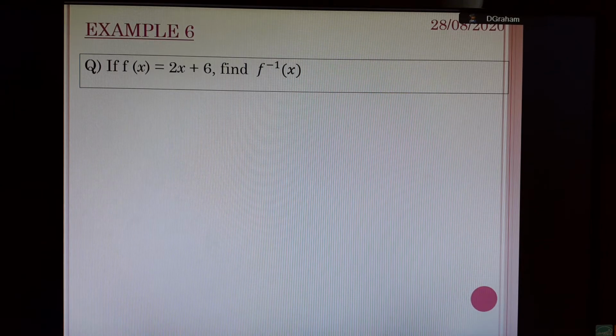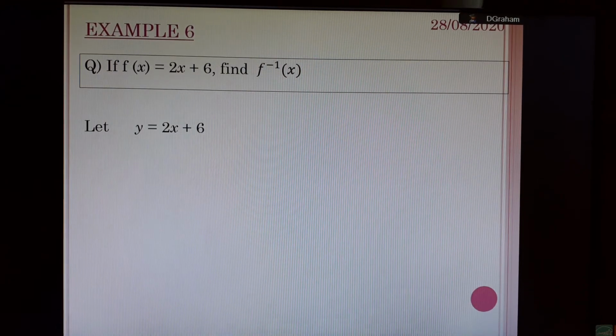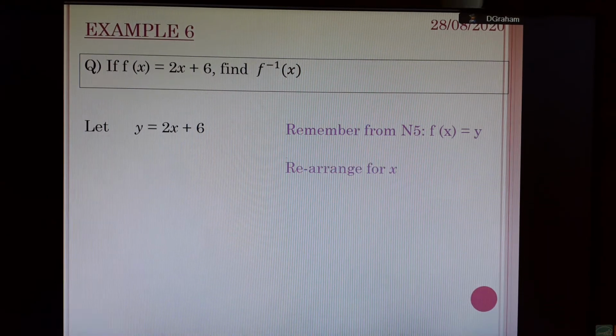Okay, if f of x is equal to 2x plus 6, find the inverse function of x. So we start off by writing f of x equal to y. We know that f of x is equal to y. Okay, so we rewrite it as y equals 2x plus 6. And we want to rearrange for x being the subject of the formula this time. Okay, because if we have originally y equals 2x plus 6, we want to rearrange it so we know then, well, what would be the x value if y was the input? So we're doing everything in reverse.